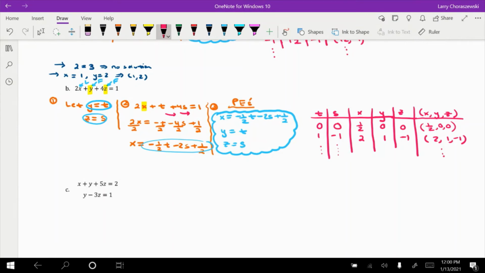Yep, go ahead, your question. On a quiz or a test, would you require us to make a table like this and find those and use any values we want, or could we stop where we create the parametric equation? Yeah, no, you can stop with the parametric equations. That's usually about as far as I have the students go for that.